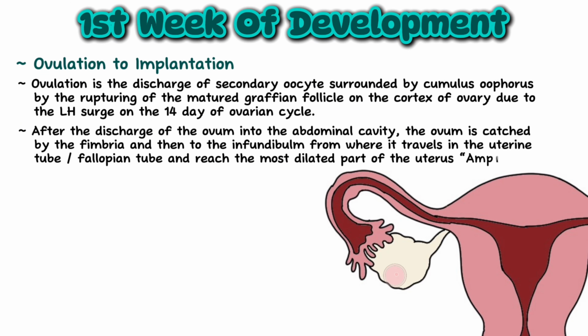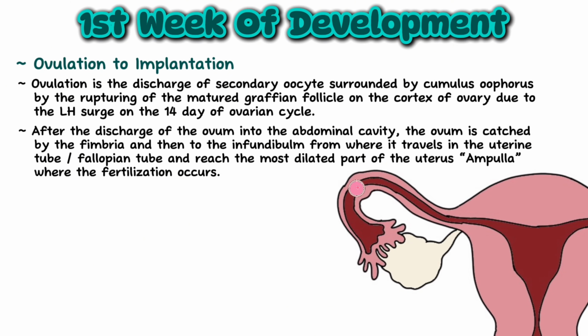After the discharge of the ovum into the abdominal cavity, here in this animation we can see that the ovum is caught by the fimbria and then transported to the most dilated part of the fallopian tube, which is known as the ampulla, where fertilization takes place. This movement is facilitated by the ciliary movement of the lining epithelium of the fallopian tube.